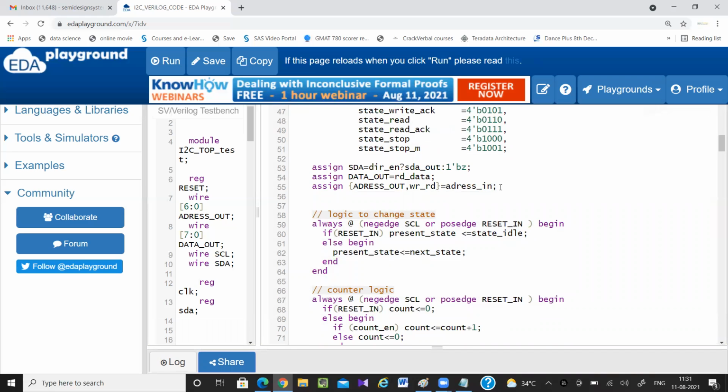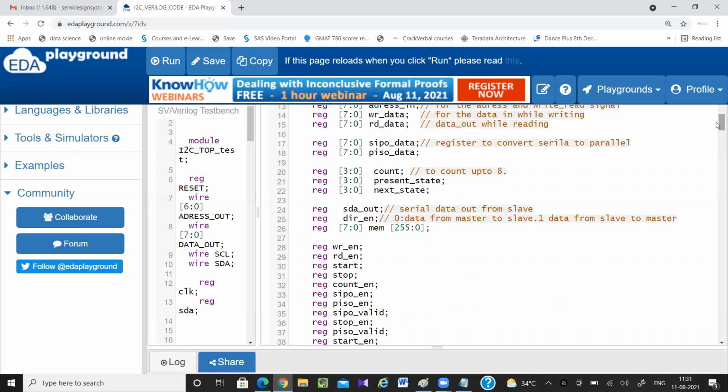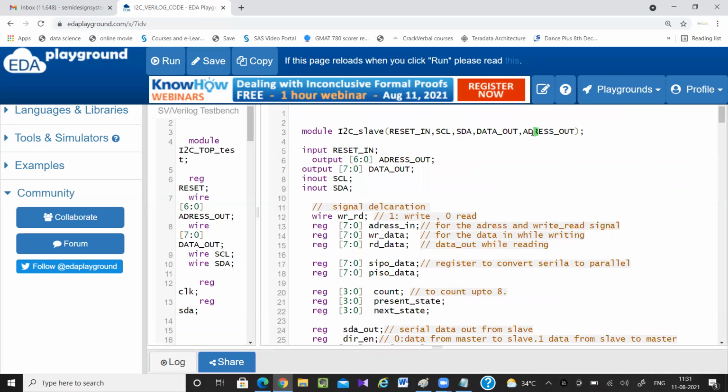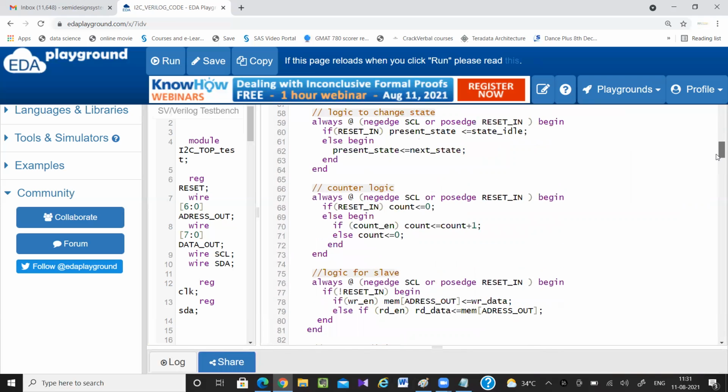See, this is the address, whatever master is sending. Its MSB bit I am assigning to the write/read signal and the LSB bits I am assigning to address out. So it will be the 7-bit output. Here, for that 7-bit output, I will check whether whatever address master is sending I am getting here or not, from the test bench.